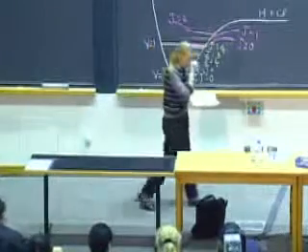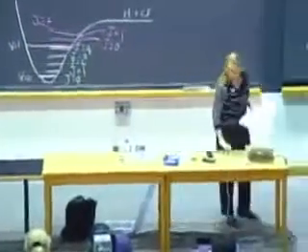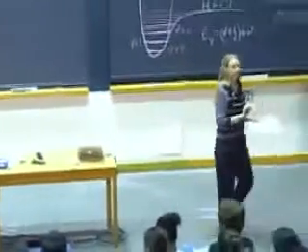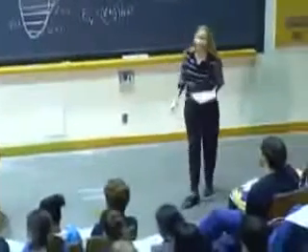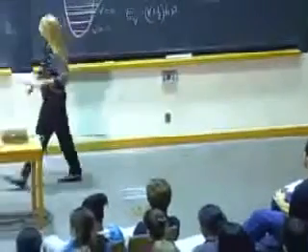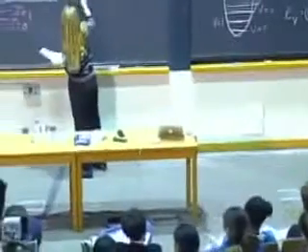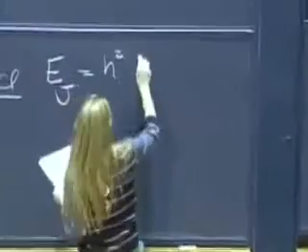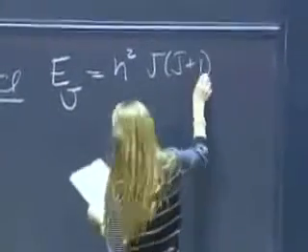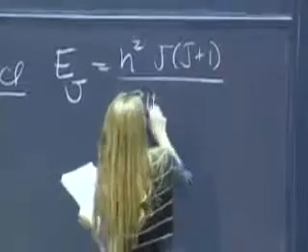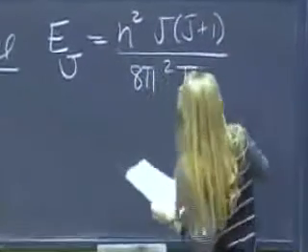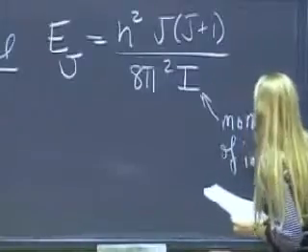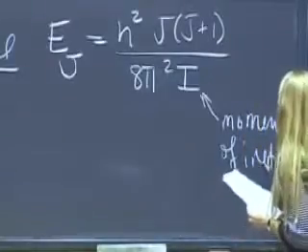So now we have a nice analytical expression again for the allowed rotational energies of molecules. And that analytical expression is the following. It's E sub J is equal to h squared times J plus 1 over 8 pi squared times I. I is the moment of inertia. I'll explain that in just a moment.